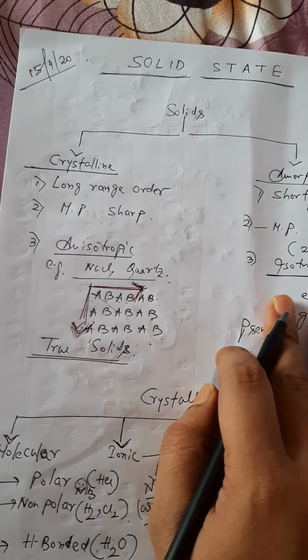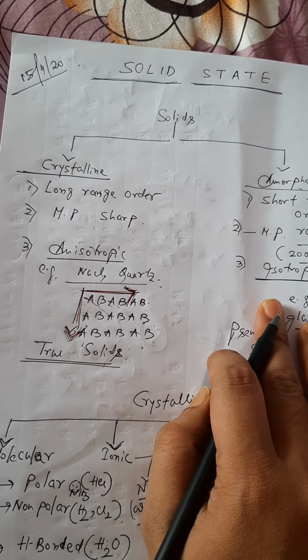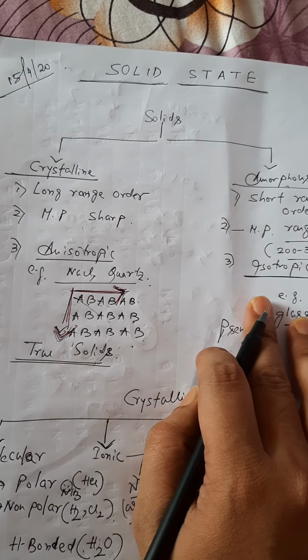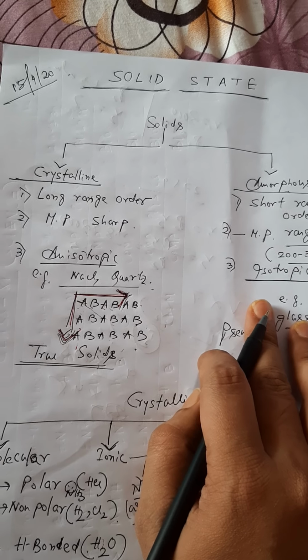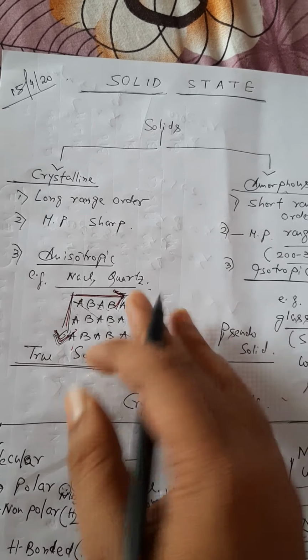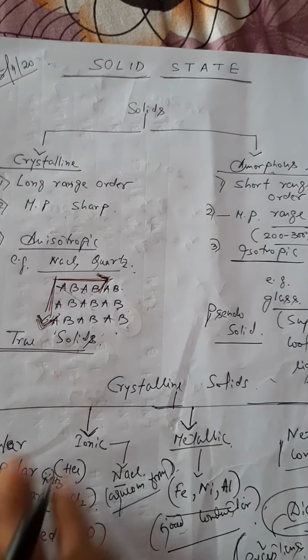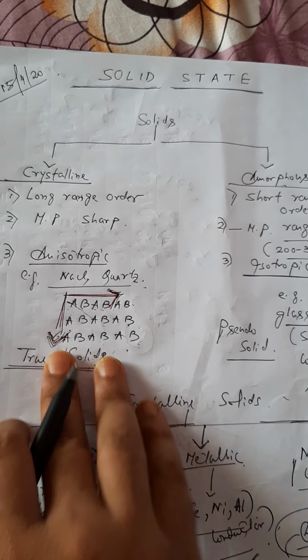So the physical property actually varies with the direction. When the physical properties are different, whenever you measure in a different direction, that is anisotropic substances. Here physical properties are different.